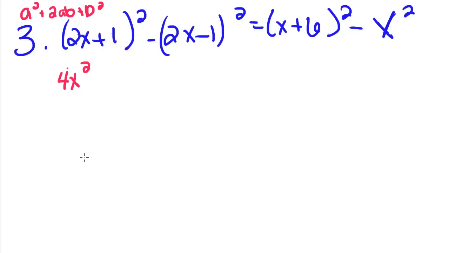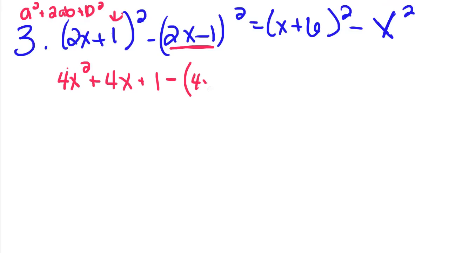multiply these together, 2x times 1 would be 2x, multiply it by 2, plus 4x, and square this term right here, which is just going to be 1. And this is going to be minus, and at first I'm going to square this first, and I'm going to keep these terms inside parentheses so that I don't forget to distribute this negative 1. So I'm going to do the same thing right here.